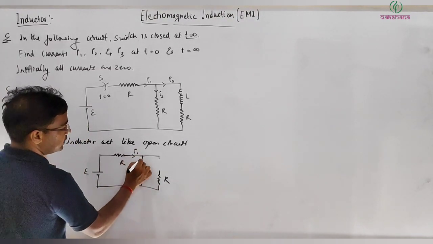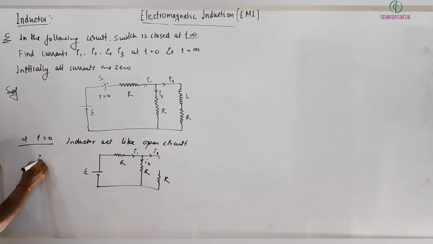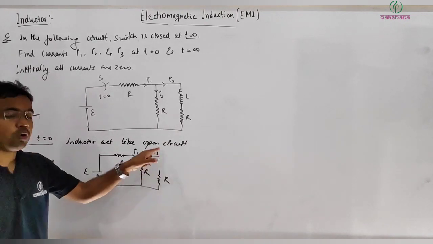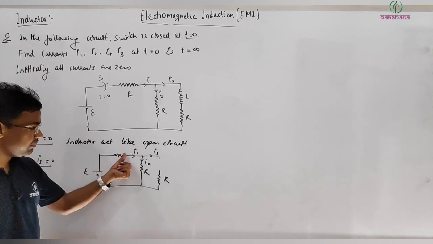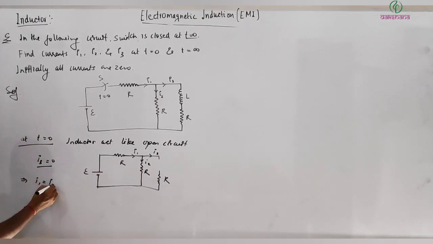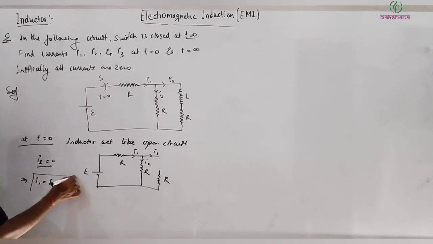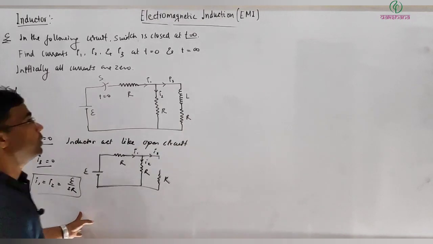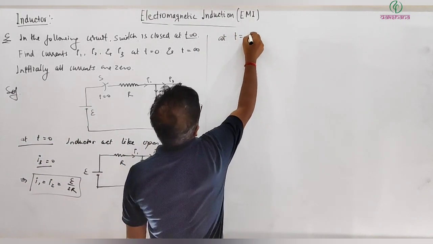Currents I1, I2, I3. So what I can write directly, I3 will be 0 at t equal to 0, open circuit, no current. From here we can say normal current will be flowing in this way. So this implies I1 equal to I2, and that can be written as E by 2R. So this is the circuit at t equal to 0. Clear?